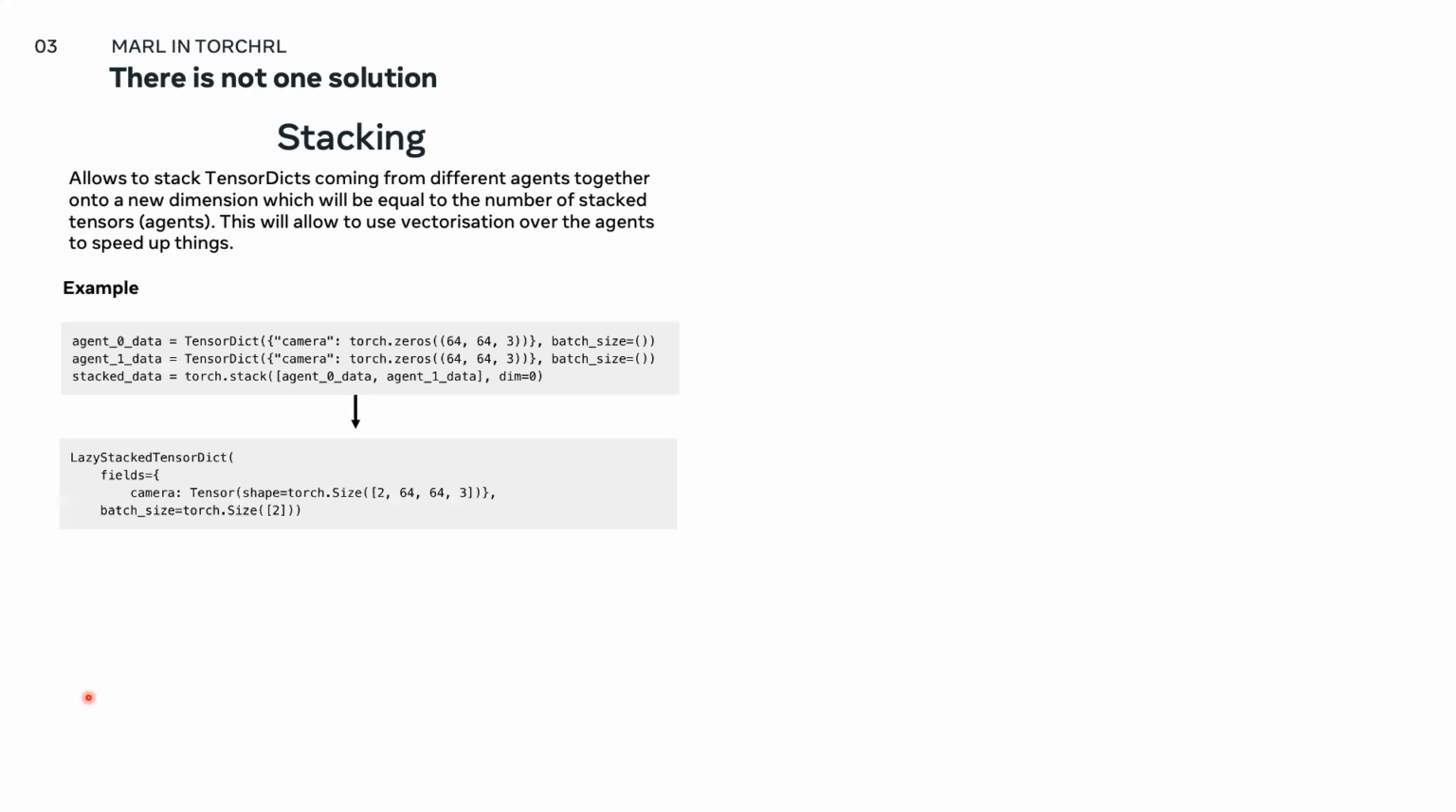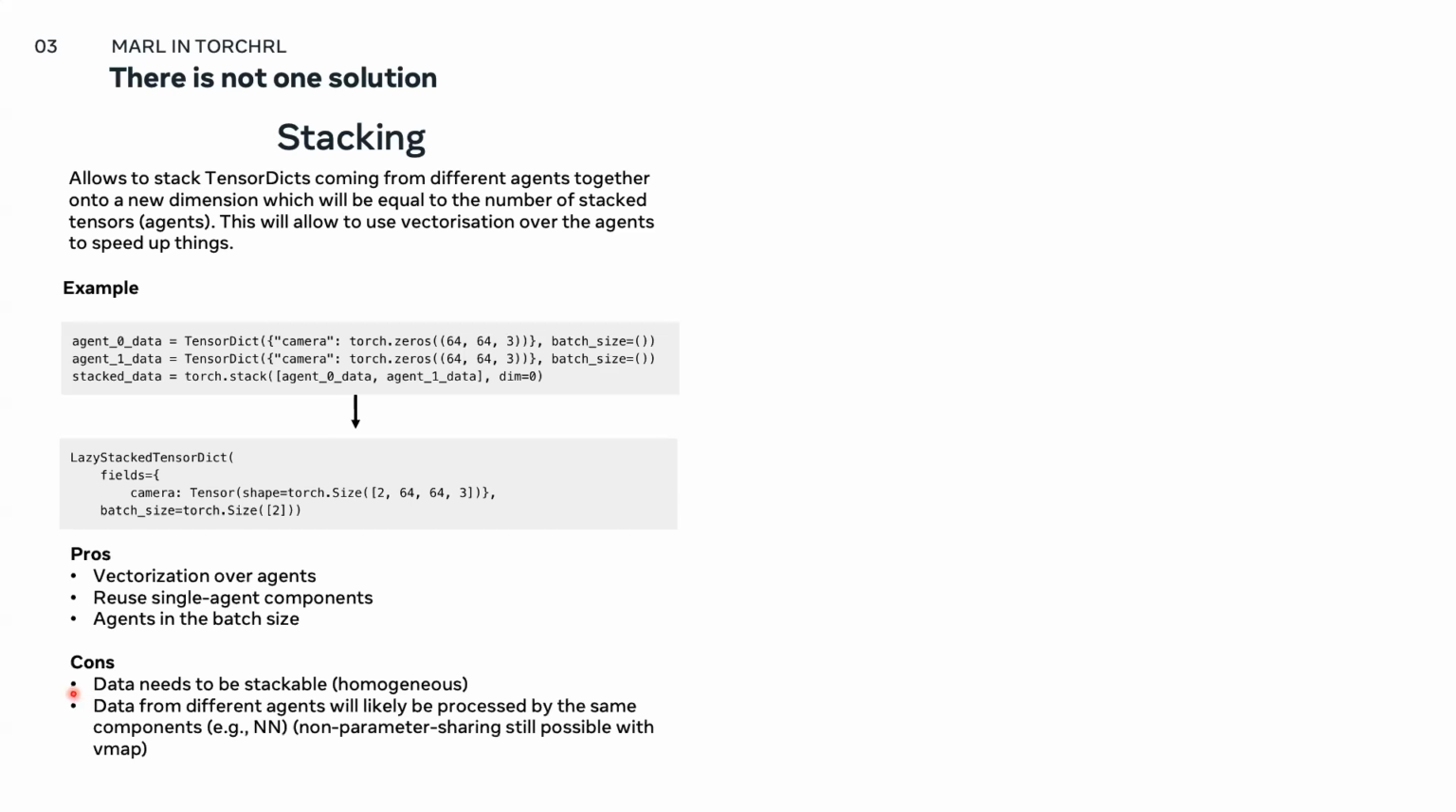So here is an example where we have agent 0 data as a camera with shape 64,64,3, and agent 1 also has a camera with the same shape. So in this case, what we can do is stack these two in a new tensor, which has a new dimension of size 2, representing the number of agents. And this is very cool. It has some pros, and the pros are vectorization over the agents. So basically now I could potentially reuse a component for a single agent, because now the agents are in the batch dimension, and TorchRL components are agnostic of the batch dimension anyway, so I can just reuse anything I want.